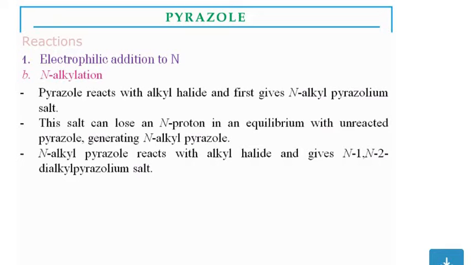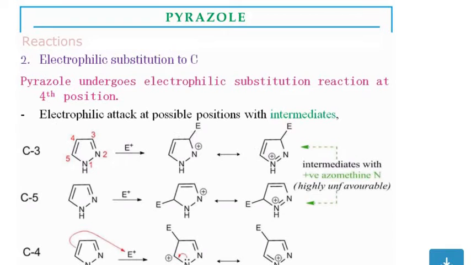You know pyrazole reacts with alkyl halide and first gives an N-alkyl pyrazolium salt, and this salt can lose an N proton in an equilibrium with unreacted pyrazole to generate N-alkyl pyrazoles. Now, N-alkyl pyrazole reacts with alkyl halide and gives N1, N2 dialkyl pyrazolium salt.